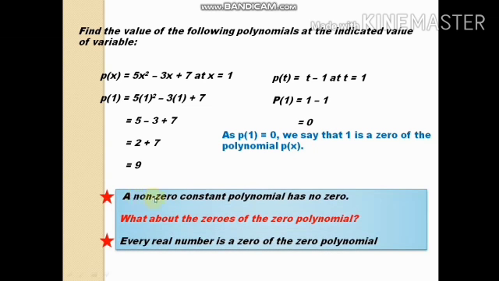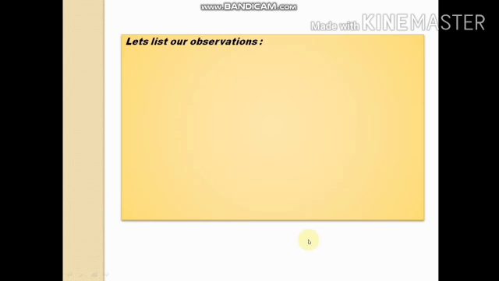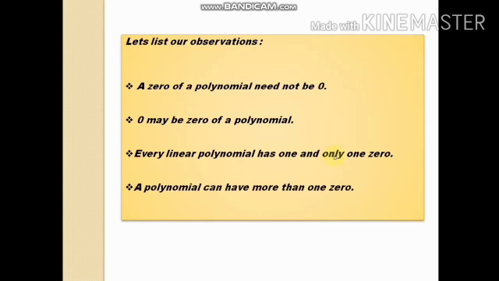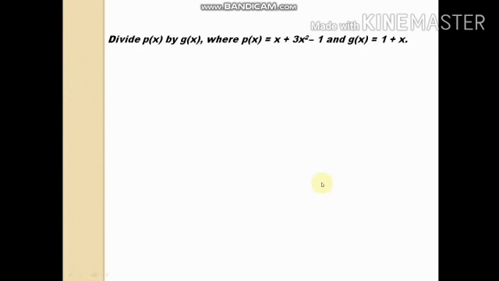Remember student, a non-zero constant polynomial has no zero. What about the zeros of the zero polynomial? Yes, every real number is a zero of the zero polynomial. Let's list our observations. A zero of a polynomial need not be zero. Zero may be a zero of a polynomial. Every linear polynomial has one and only one zero, and a polynomial can have more than one zero.